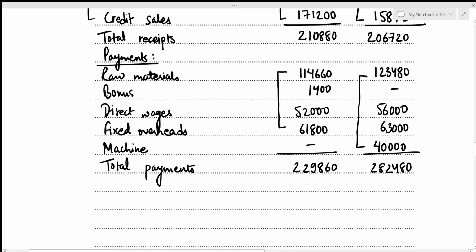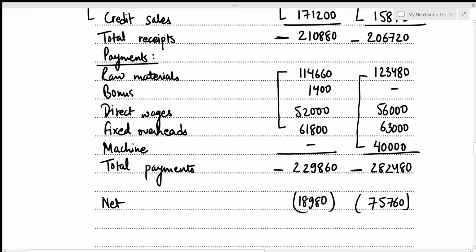Okay, now we figure out the net receipts, which is just the difference between the total receipts and total payments. So for the month of July, that's going to be the total receipts of 210,880 minus the total payments of 229,860, which results in the negative balance of 18,980. So this is the net. We repeat the same process for the month of August. That's going to be the total receipts of 206,720 minus the total payments of 282,480, which results in a negative balance of 75,760.